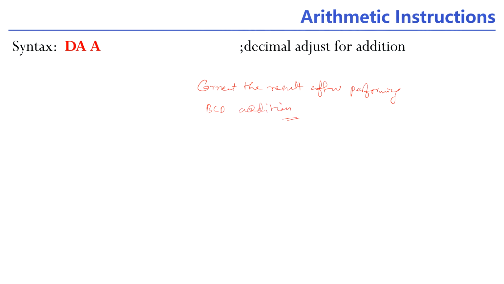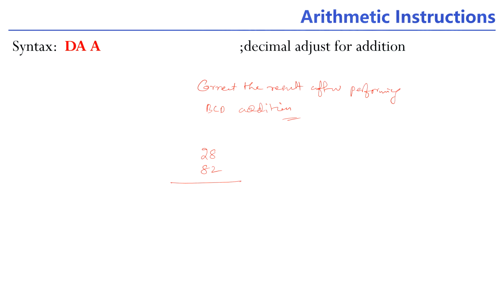BCD addition. Okay, let us consider two BCD numbers, 28 and 82. I need to add these two numbers by using 8051 microcontroller. Whenever I am adding these two numbers with 8051 microcontroller, I am also expecting my result should be in BCD form.